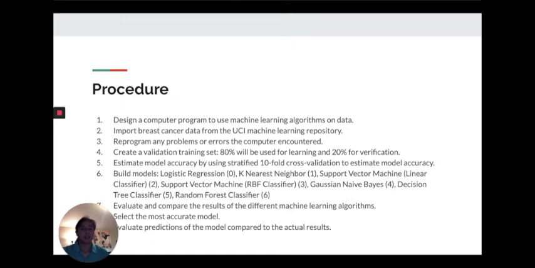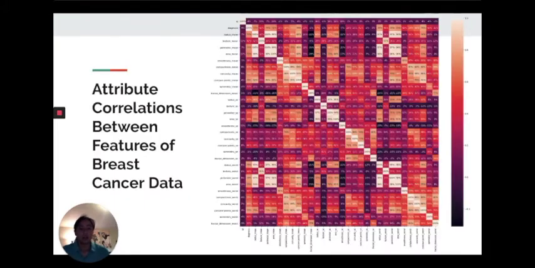And I utilized 7 different models: logistic regression, k-nearest neighbor, support vector machine linear classifier, support vector machine RBF classifier, Gaussian naive Bayes, decision tree classifier, and the random forest classifier. And I'll explain how those work a little bit later in this presentation. And then afterwards I evaluated and compared the results of my different machine learning algorithms to select the most accurate model.